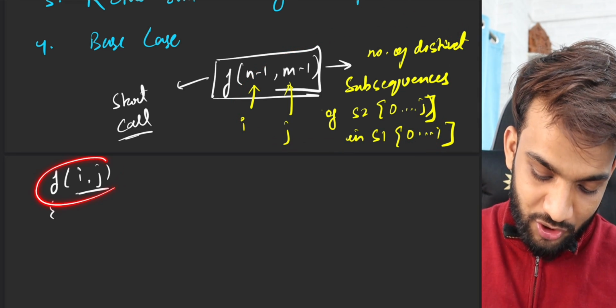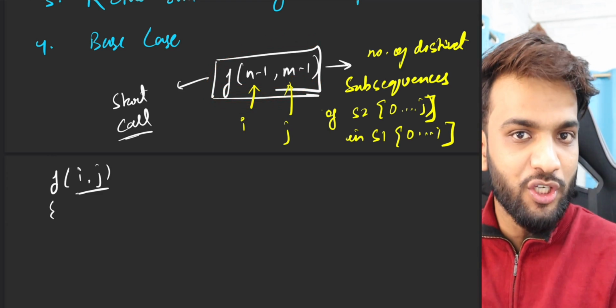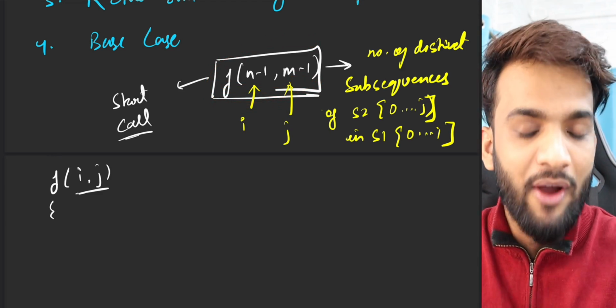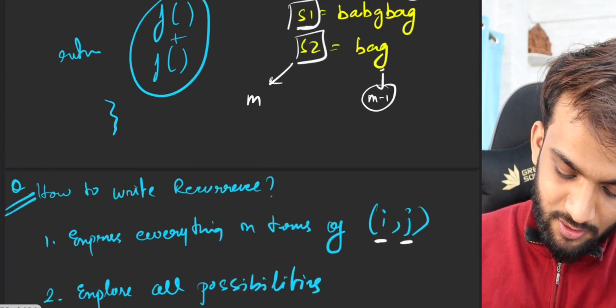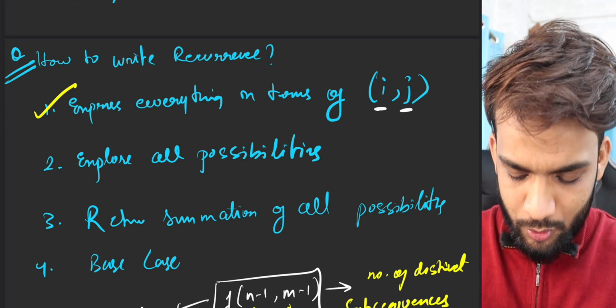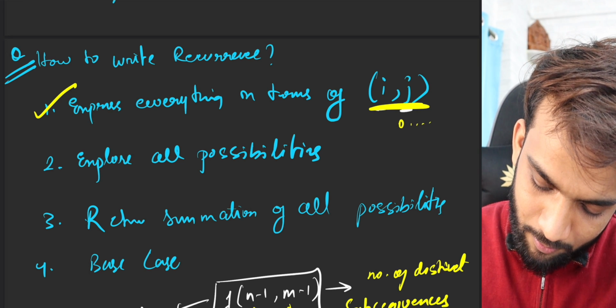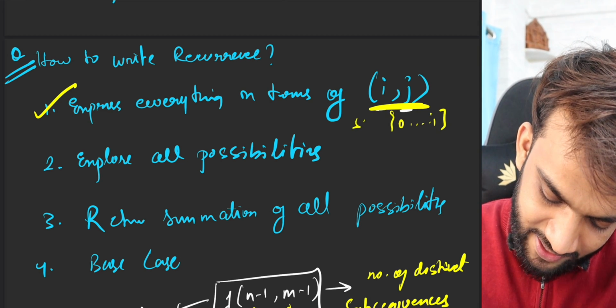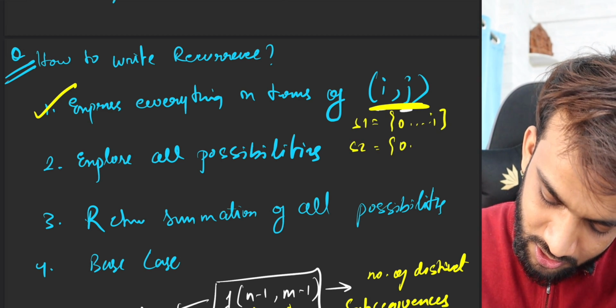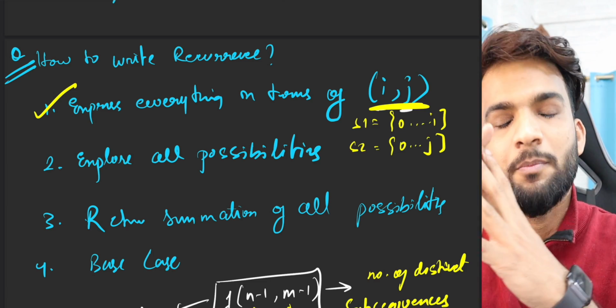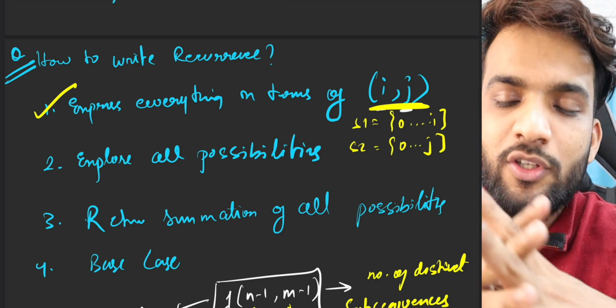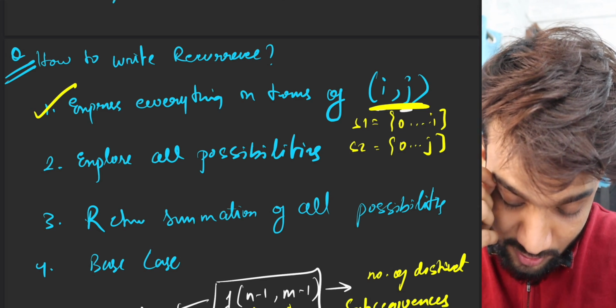I hope you have understood the definition of f of i j. What are we trying to explain by f of i j? Okay, next. So we have written this and we have understood in terms of i and j. It is basically the string S1 from 0 to i and the string S2 from 0 to j. That is what it means. And you have to give me the answer for that, right? So what is the next question?